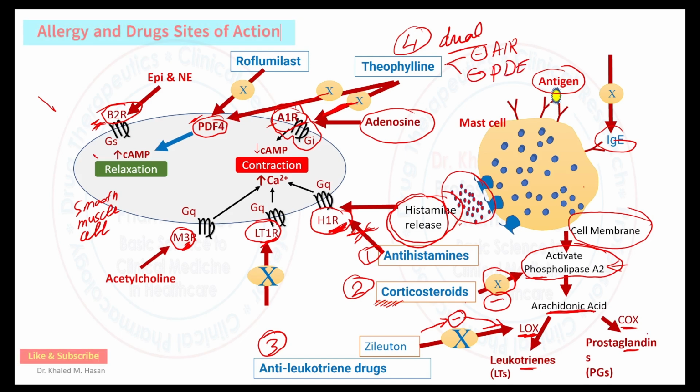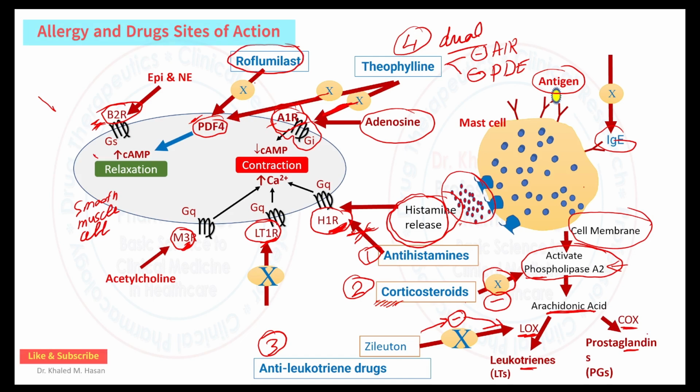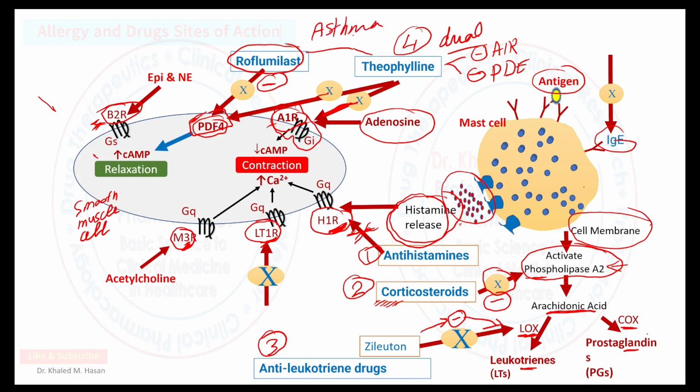Then we have a selective one, where we don't need to inhibit adenosine. We have another medication called roflumilast. Roflumilast inhibits phosphodiesterase, as you can see here, only the phosphodiesterase. Theophylline and roflumilast are both medications used for patients suffering from asthma. It's not for allergic rhinitis.